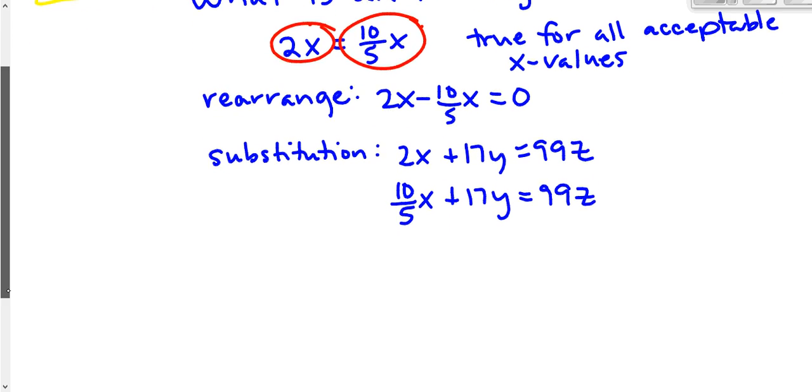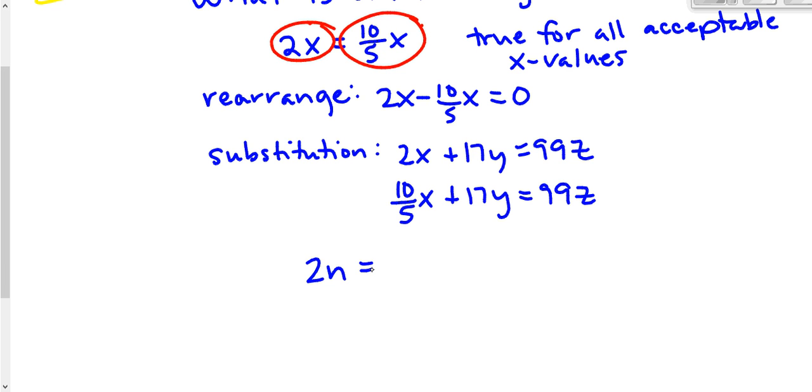Another note I want to make is that there's nothing necessarily special about x. It would be the same identity if I said 2n equals 10/5 n, or if I said 2 theta equals 10/5 theta. It makes no difference. It's the same identity, just using a different letter.